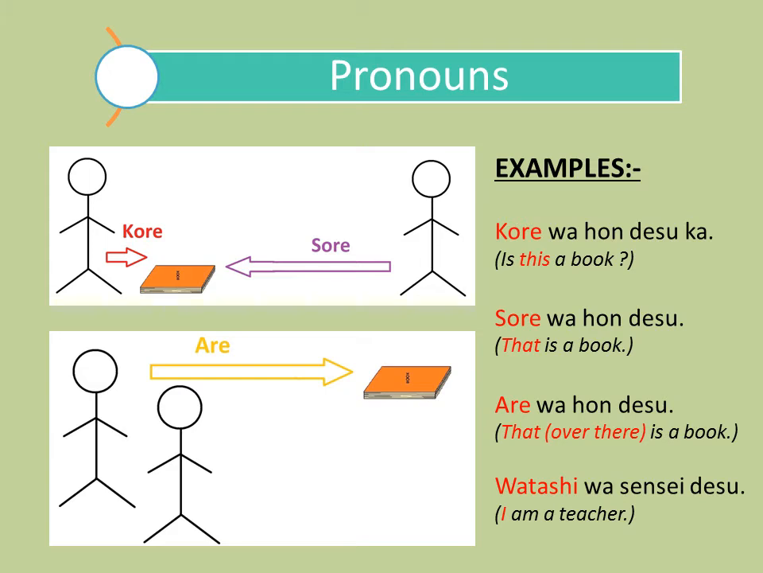Now, what if the object is far away from both the listener and the speaker? Then they will use are, that over there. So, they would say, are wa hon desu. That over there is a book. We have another example. Watashi wa sensei desu. I am a teacher. So here I means watashi.